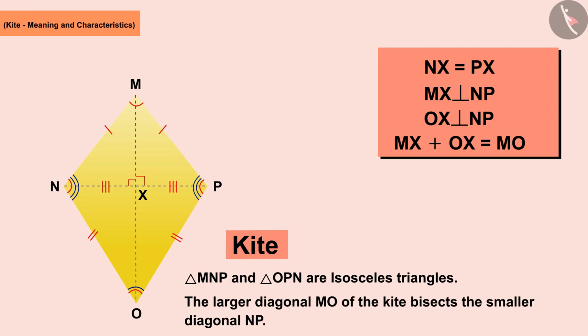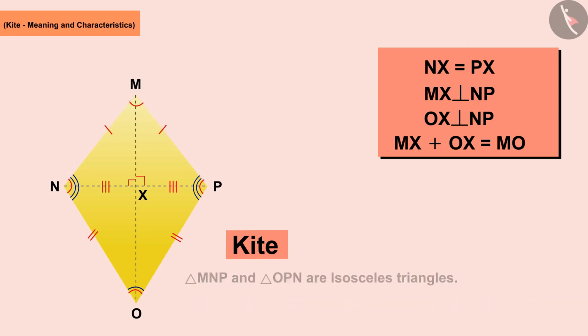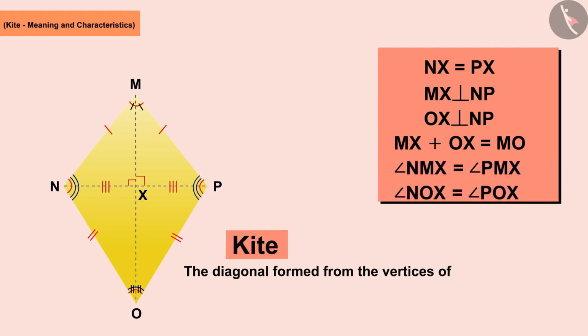We know that in an isosceles triangle, the median drawn on its opposite side from the vertex between two equal sides bisects the angle at the vertex. That is, the diagonal MO bisects the angles M and O. Therefore, we can say that the diagonal formed from the vertices of unequal angles of the kite bisects these angles.